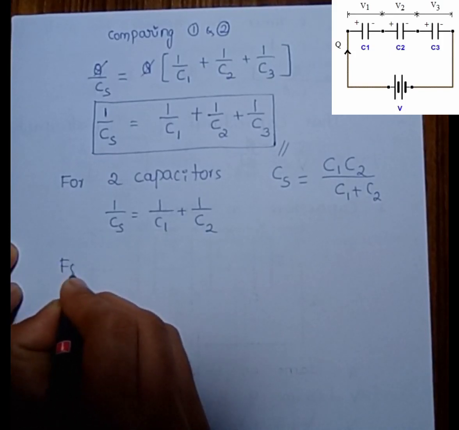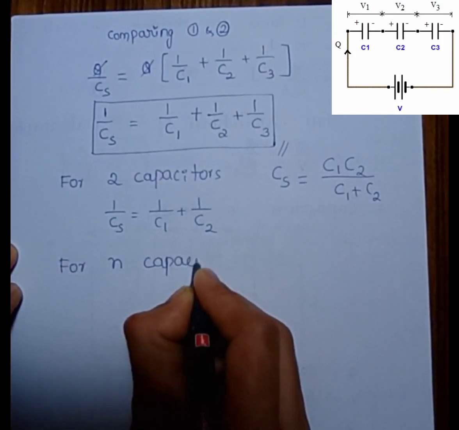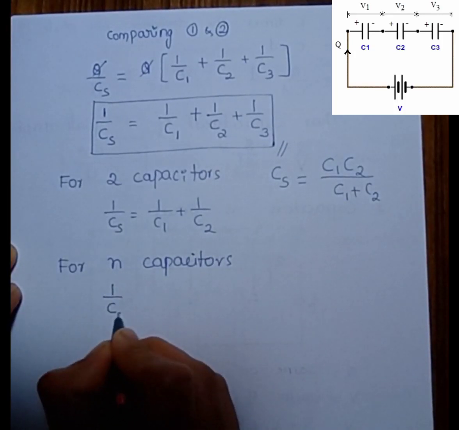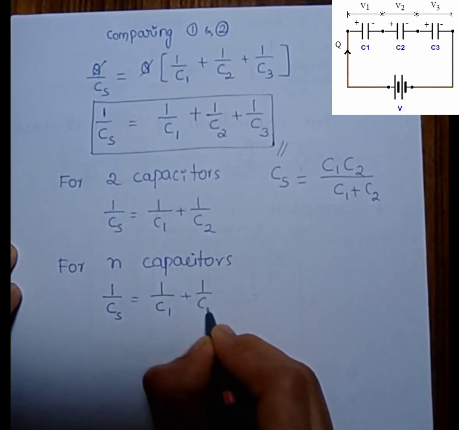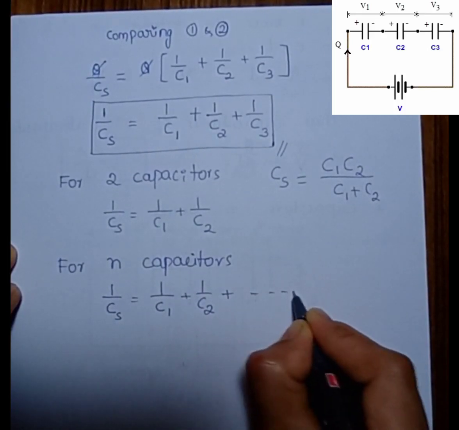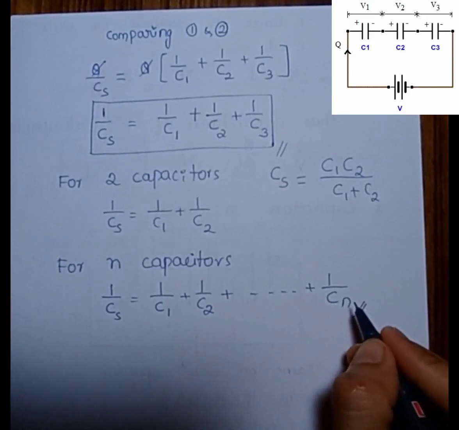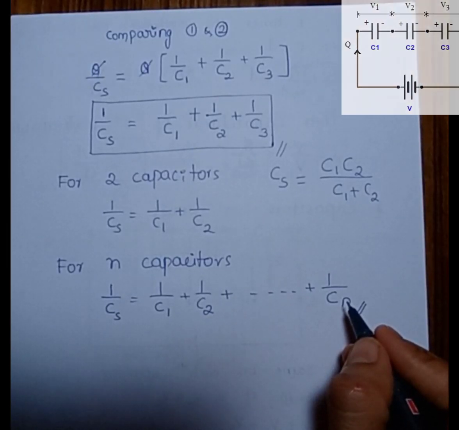For n capacitors, 1 divided by Cs becomes 1 divided by C1 plus 1 divided by C2 plus so on up to 1 divided by Cn. Up to here, this is for a 3 marks or 5 marks derivation.